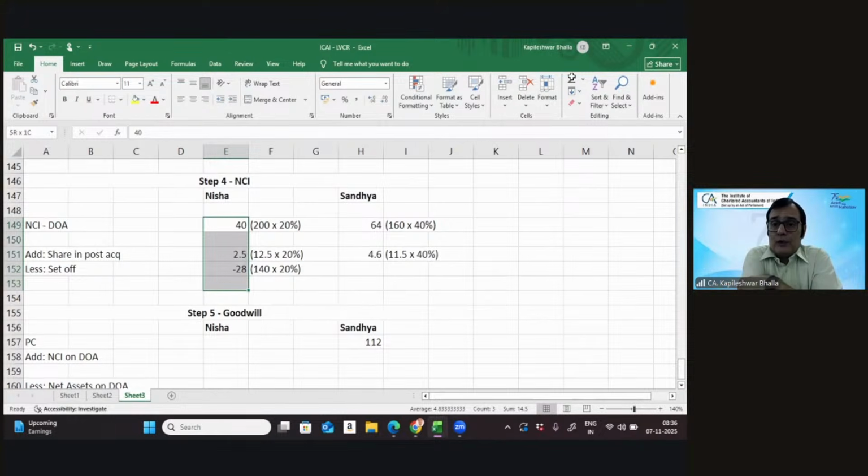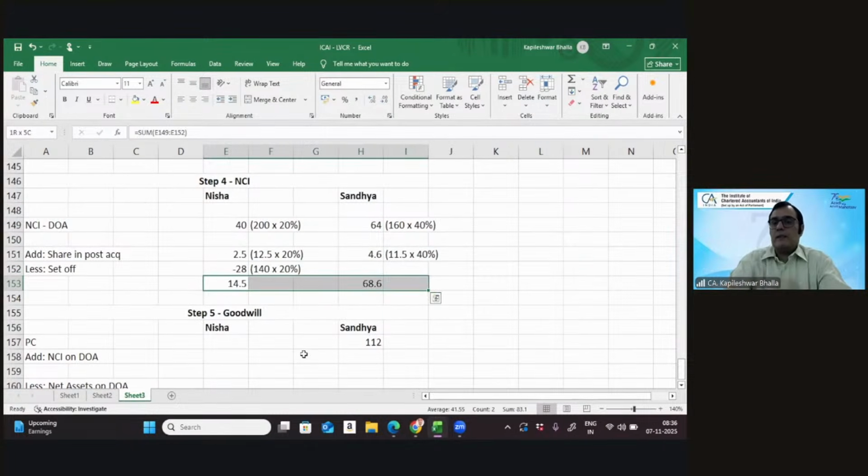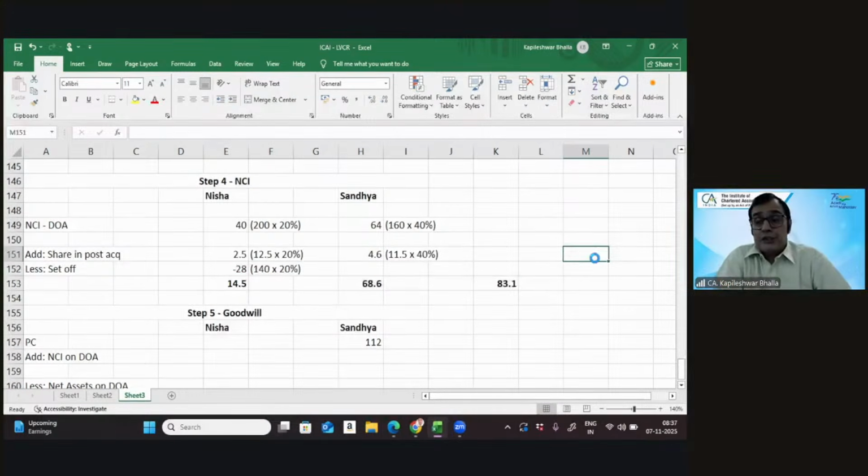So let's see the total. This is 14.5. And let's take the total. This is 68.6. And I think let's get the sum total of the NCI as well. This is a total of 83.1. Because in the consolidated balance sheet, we will be reflecting the total NCI as well.